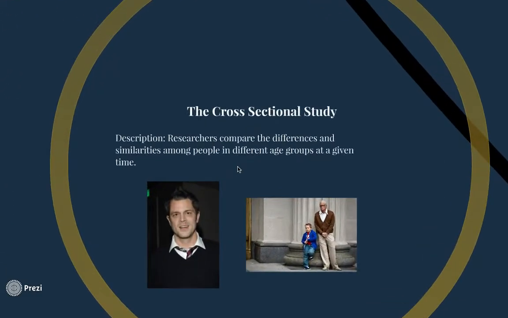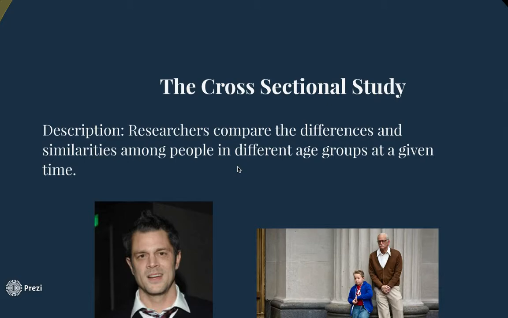When we talk about a cross-sectional study, researchers compare the differences and similarities among people in different age groups at a given time. Let me give you an example here. If we study the ability for males to sprint in a 40-meter race, and you take 10-year-old males, 20-year-old males, 30, 40, and 50-year-old males, you are comparing differences and similarities amongst these men at the different ages.